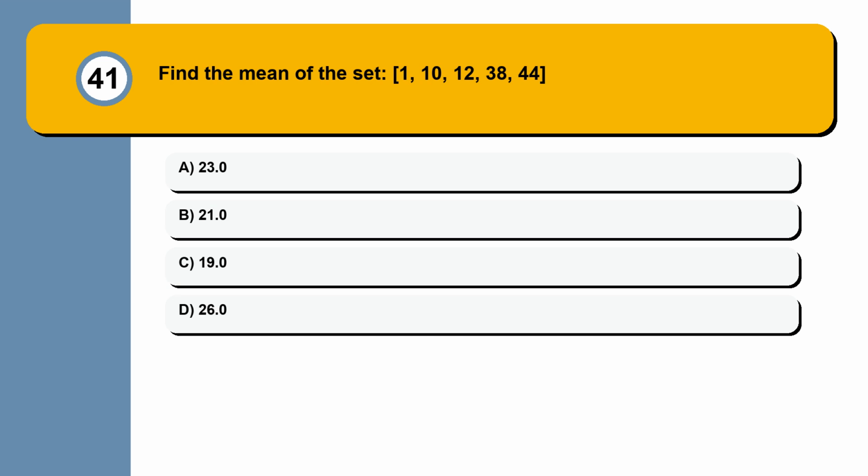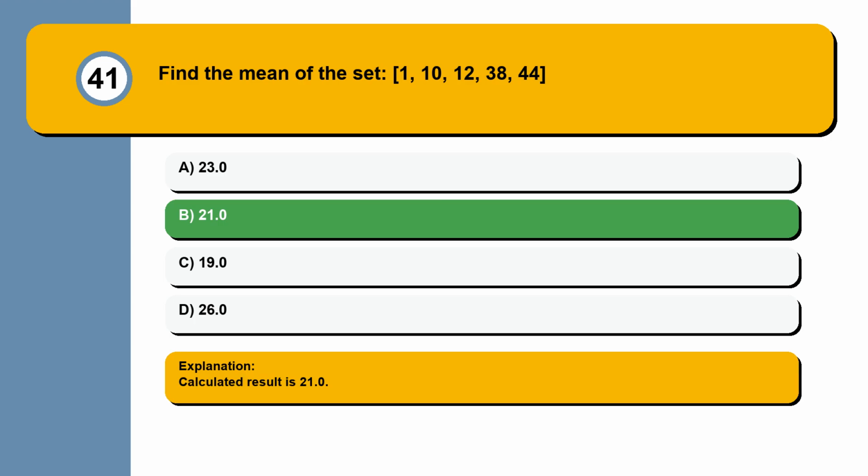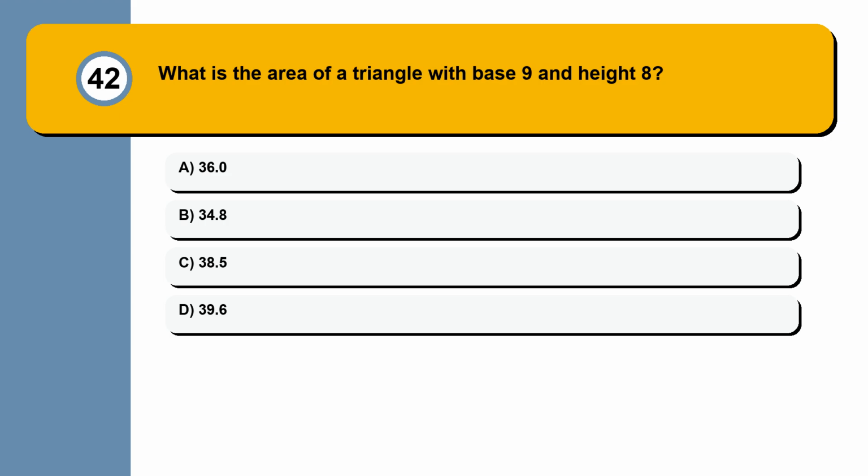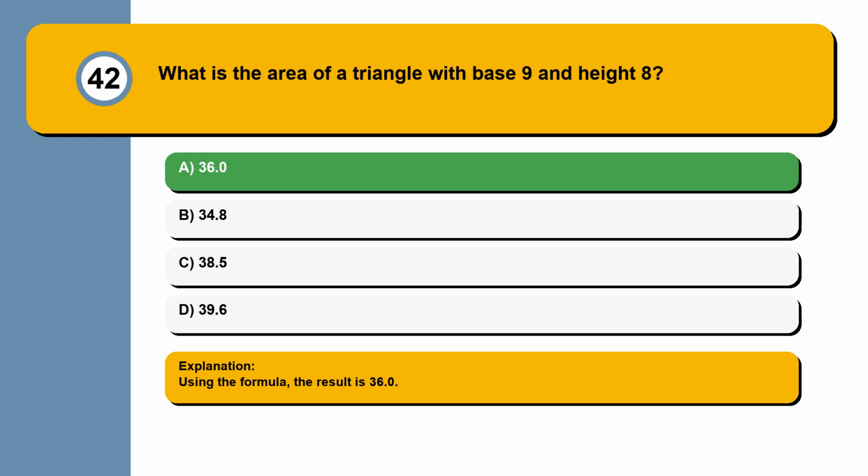Find the mean of the set 1, 10, 12, 38, 44. 23.0, 21.0, 19.0, 26.0. Calculated result is 21.0. Question 42. What is the area of a triangle with base 9 and height 8? 36.0, 34.8, 38.5, 39.6. Using the formula, the result is 36.0.